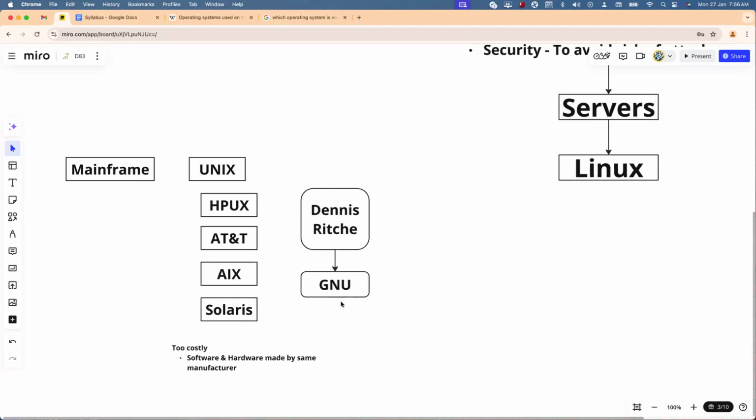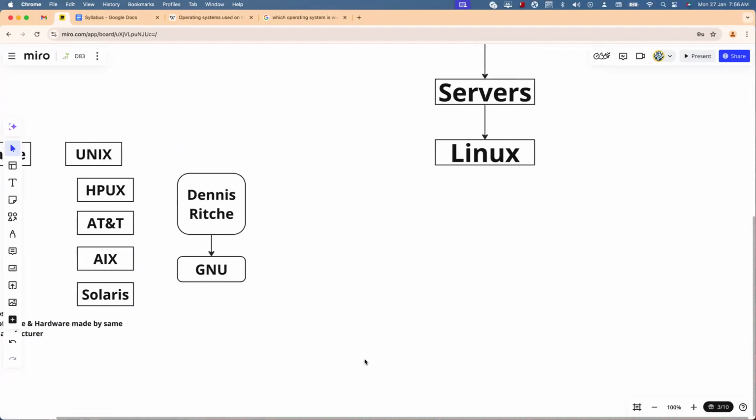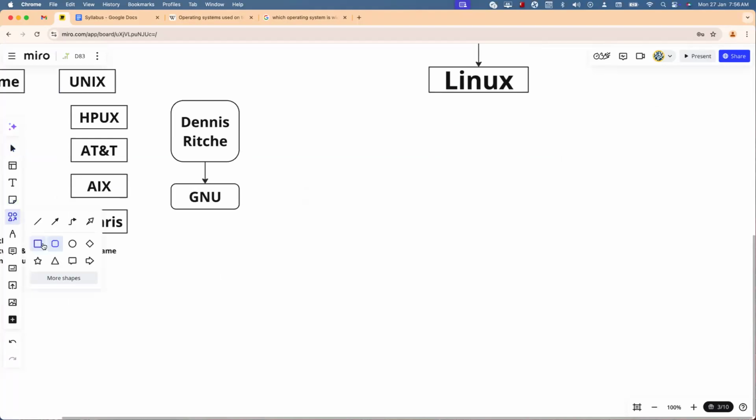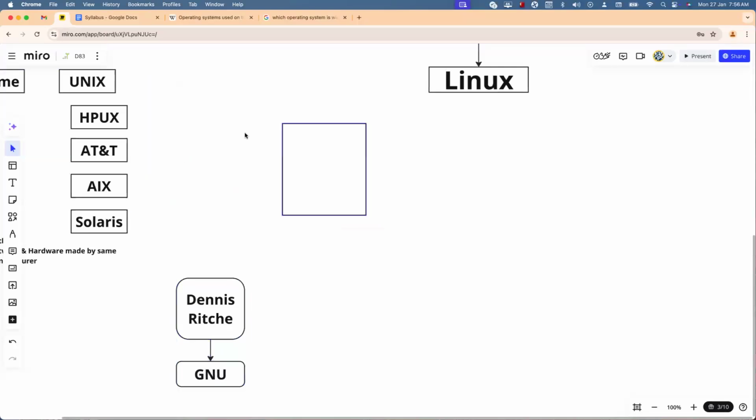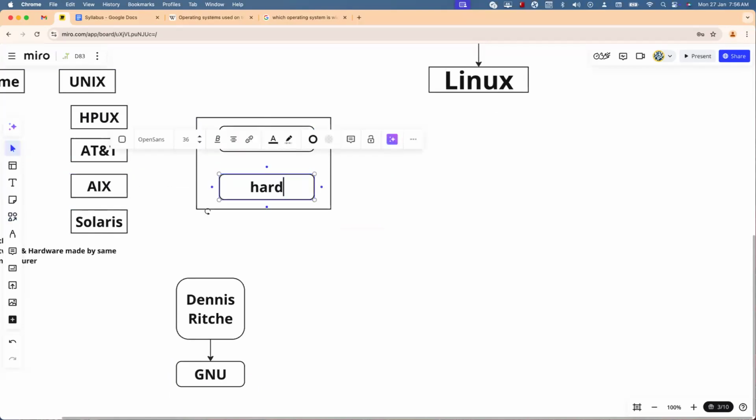So now what is the problem? The problem with Unix is that the software and hardware are trying to come together in the same place, correct? Software and hardware made by the same guy.